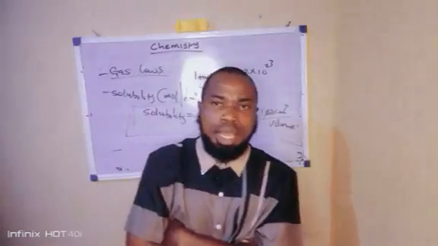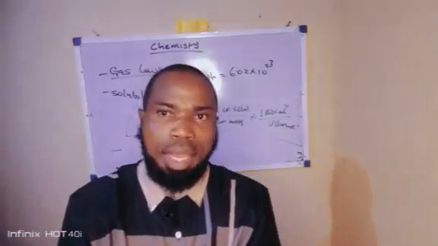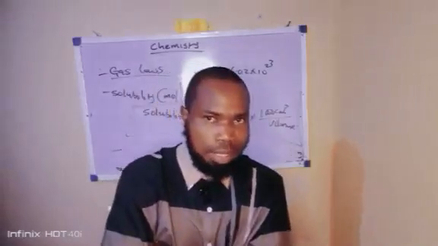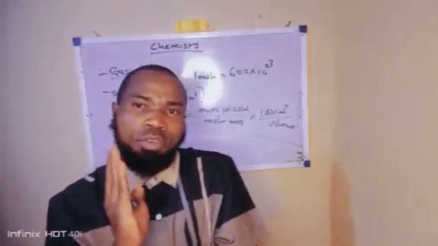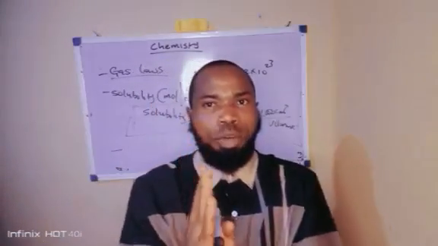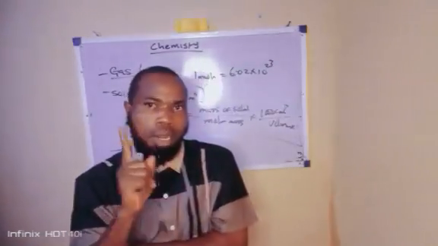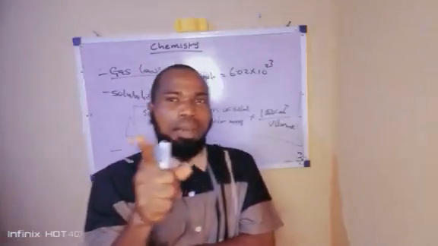Which alkane is the most abundant alkane in domestic cooking gas? Of course, it is butane. Now, all those kinds of questions, you should put them at the back of your mind. Now, what about the aspect of the metals? What about the aspect of the non-metals?